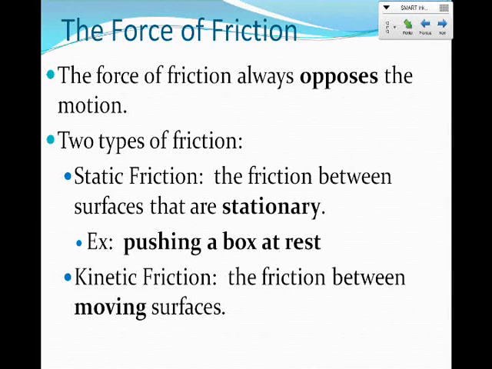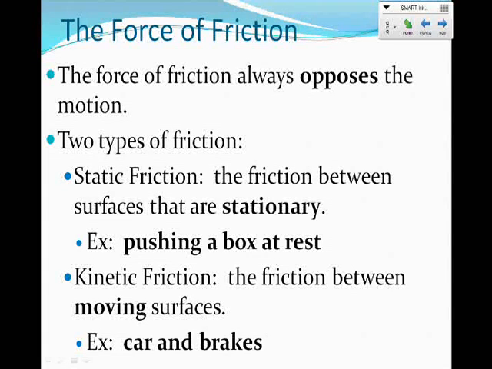Now, kinetic friction is the friction between moving surfaces. So that's two things that are already moving, and they're causing friction while they move. An example of this would be the brakes in your car. The brakes are trying to stop your tires or your wheels from turning. So the brakes are pressing against the wheels, and the wheels are moving, and it's causing friction, which actually causes the car to slow down. So that would be kinetic friction.